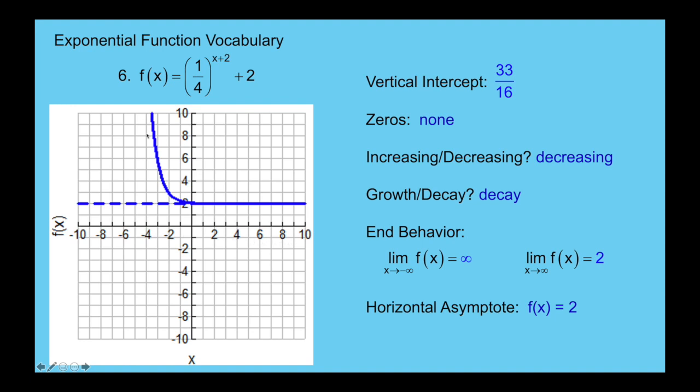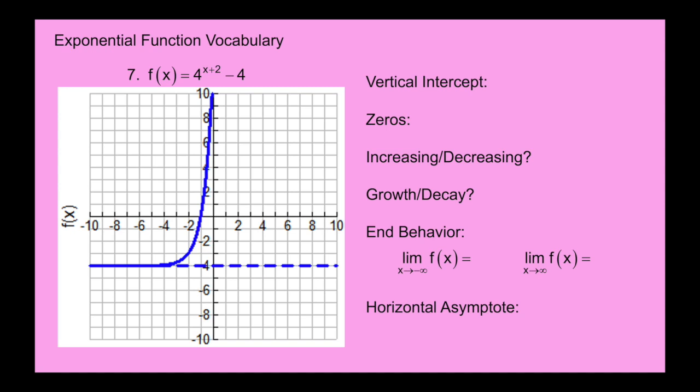If I trace this, it is decreasing over time, which means it's also decay. On the left side, if I put an arrow on this, it's going up forever, so positive infinity. And then on the right side, it is going towards this asymptote, which is at 2. Finally, for the asymptote, we're going to say f of x equals, and it passes through positive 2 right here, so we're going to go ahead and put f of x equals 2. Try this one.